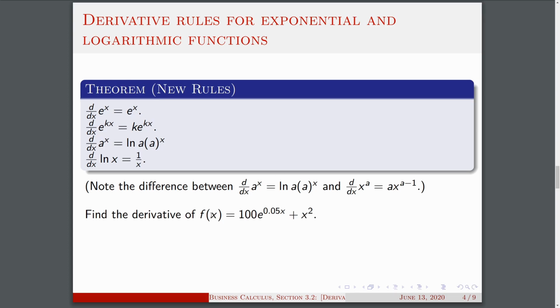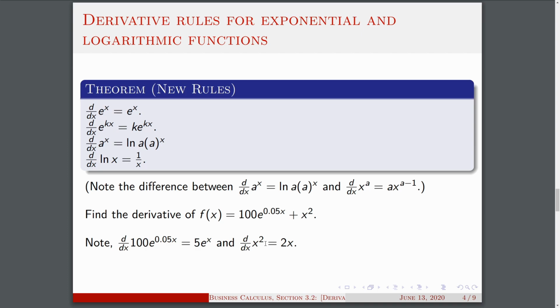Okay, let's look at the derivative of this function here. So 100 times e to the 0.05x plus x squared. So we'll just look at the derivative of each piece. What's the derivative of this here? Well, if I use this rule here, it's of the form e to the kx, where that k is 0.05 in this case. And so we just multiply that out in front. All right, so 0.05 times 100, that's 5. And so we just have 5 e to the x.